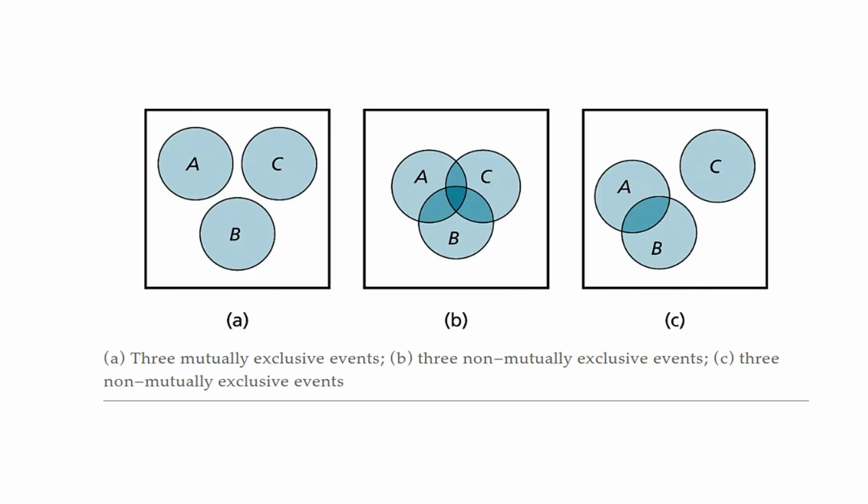And I wanted to show you another figure. So in A, you can see you have 3 mutually exclusive events. And then in B, there are 3 non-mutually exclusive events. So in A, they've got nothing in common. In B, they have something in common. And in C, we've got 3 non-mutually exclusive events. So you can see that 2 of them have something in common, but one of them doesn't. So it becomes a non-mutually exclusive event.